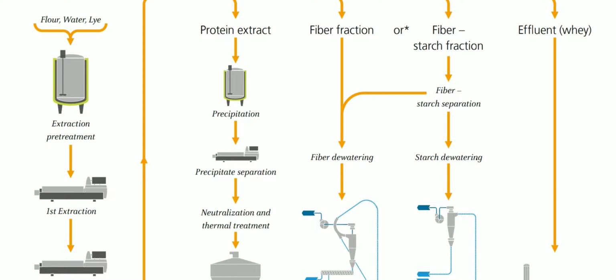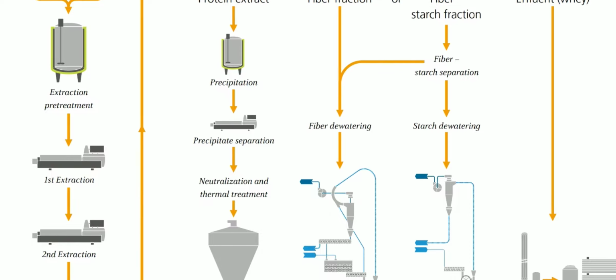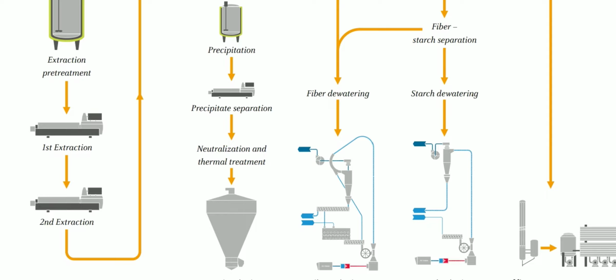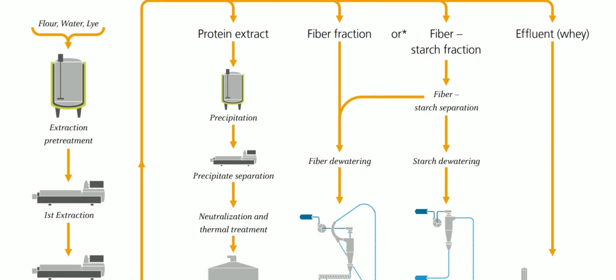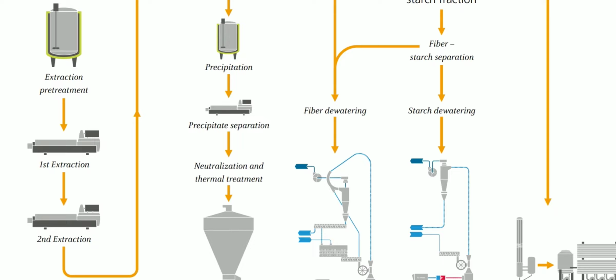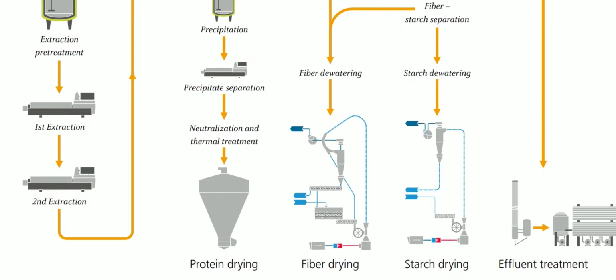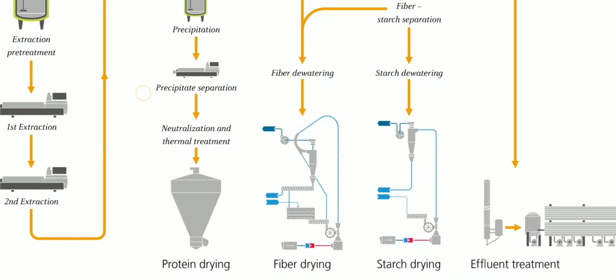Now the protein extract is precipitated, then precipitate separation is there, then neutralization and thermal treatment, because we have added lye, the alkaline solution, in the first step. So we'll add acid for neutralization, and then thermal treatment, pasteurization will be there, and then the protein drying.